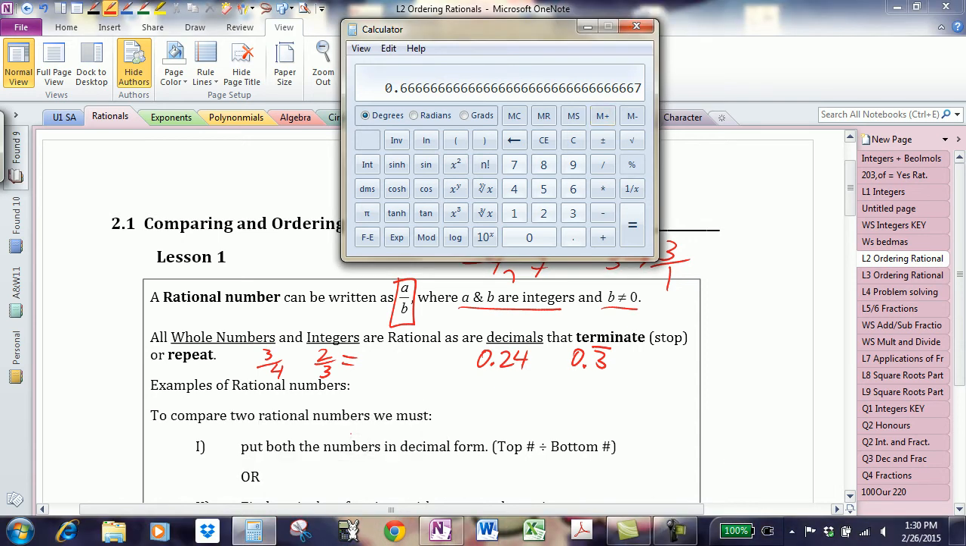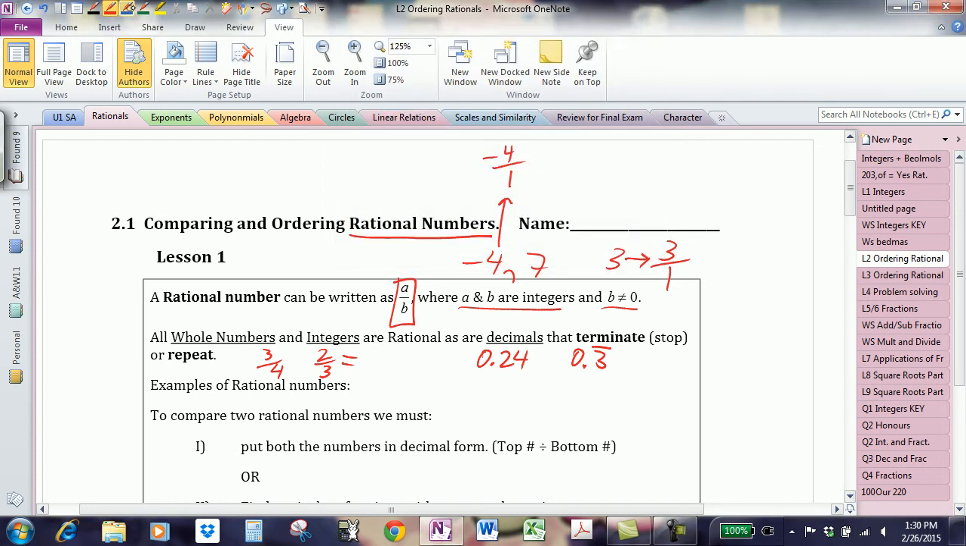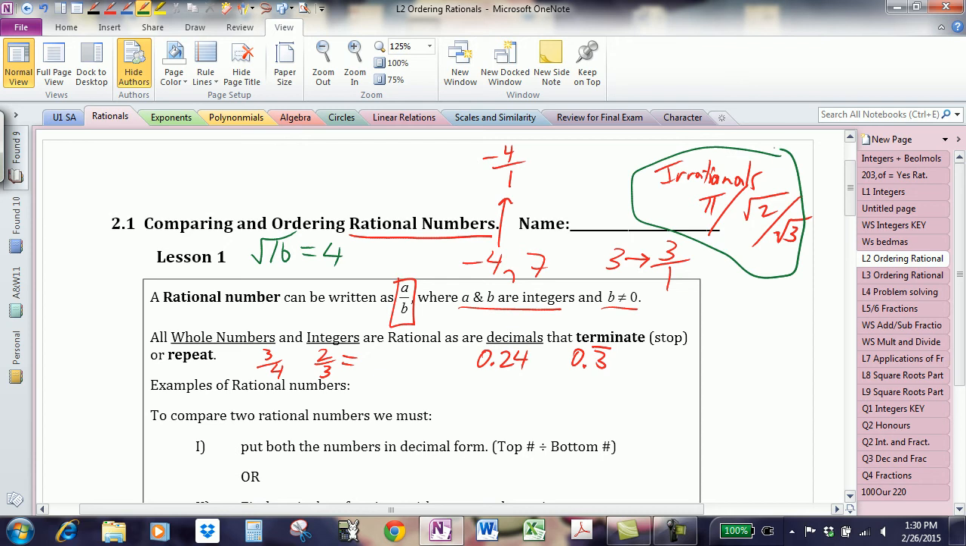So let's continue. Some examples of irrational numbers. Now we looked at some irrational numbers yesterday. Those would be like pi, okay, √2, √3. But a rational number would be like √16, which equals 4, because we can then go to a whole number. So there's some radicals that can be simplified and some can't, and those are what we call irrational.